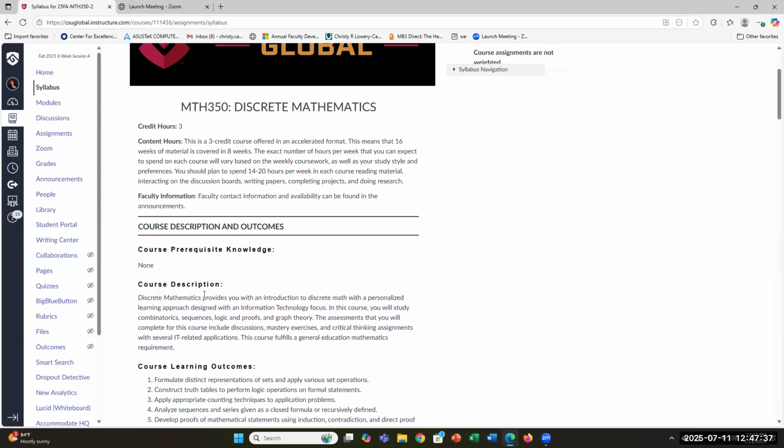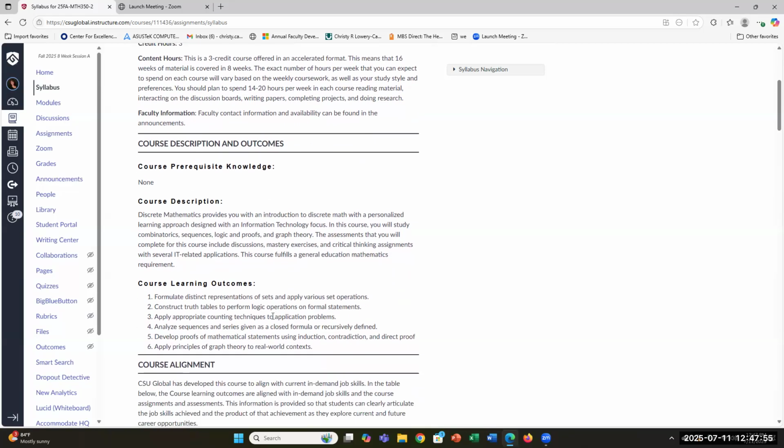Our course description is an introduction to discrete mathematics with a personalized learning approach designed for information technology. Some of the concepts that we'll study are combinatorics, sequences, logic and proofs, and graph theory. Course learning outcomes consist of sets and applying various operations to sets, truth tables to perform logic operations on formal statements, application problems, sequences and series, looking at closed and recursively defined functions. We'll look at proofs of mathematical statements, and then we'll also look at graph theory.